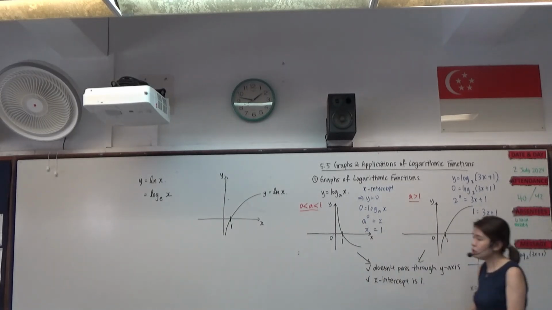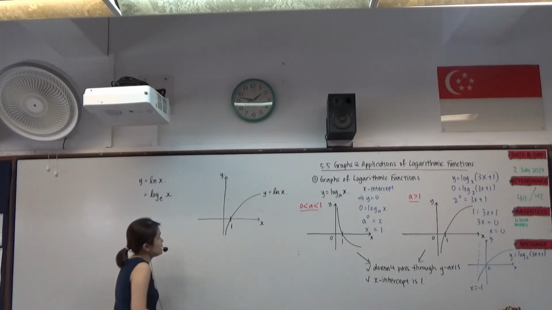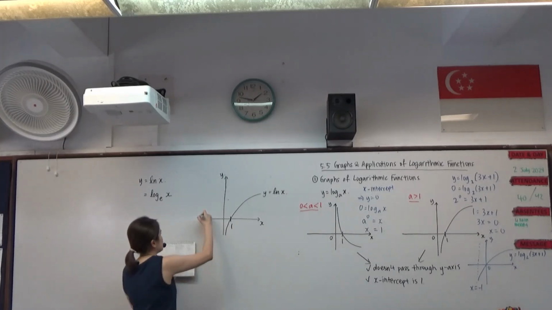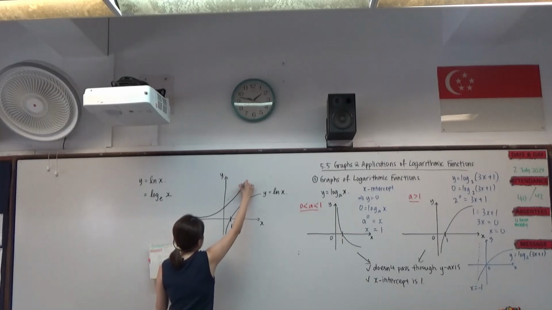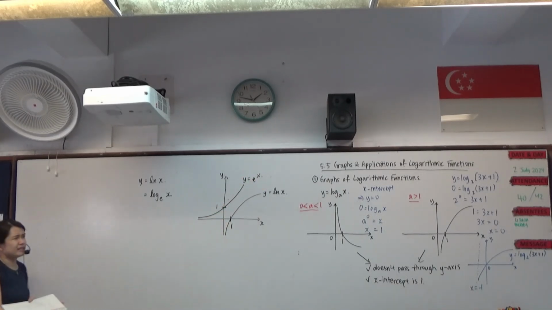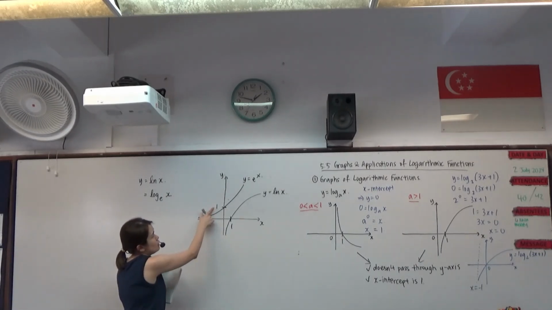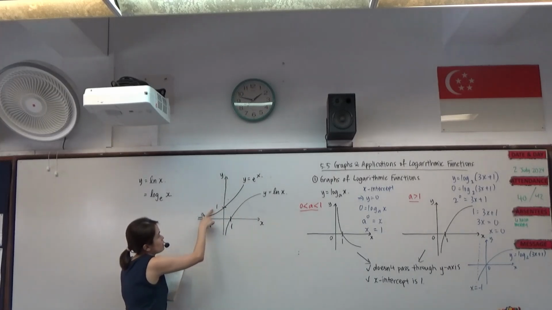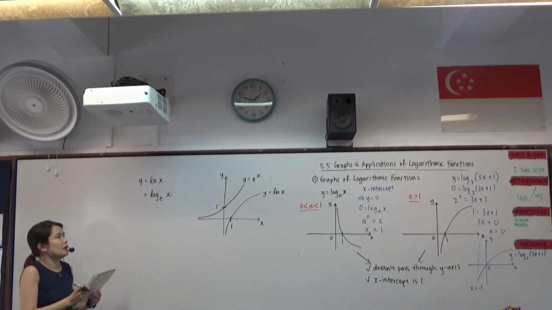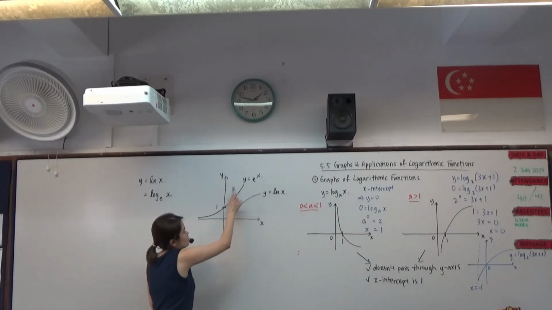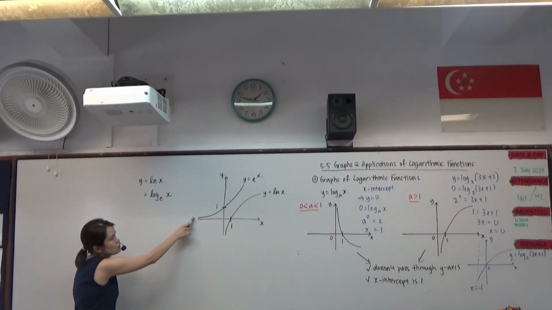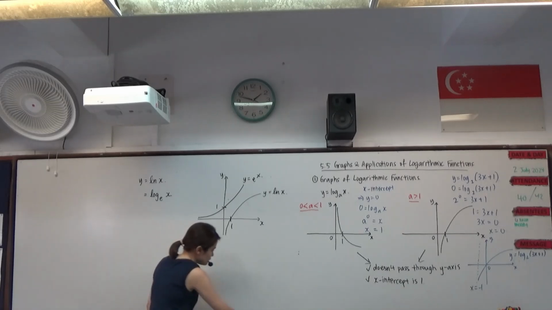The unique thing about your natural log function is that it is actually an inverse function of your exponential function. If you recall, in chapter 5.2, we looked at graphs of exponential functions. So y equals e to the power of x will intersect at y equals 1, because when x is 0, e to the power of 0 is 1. So y equals e to the power of x and y equals ln x are a reflection of each other.